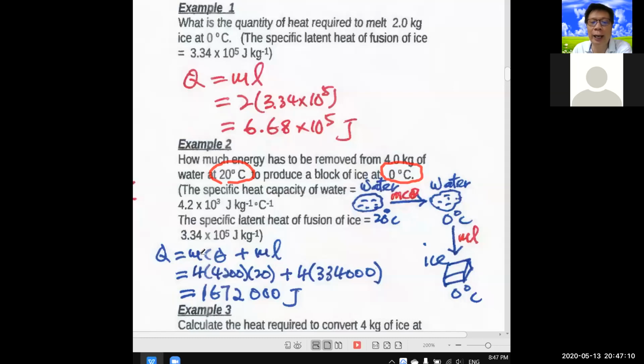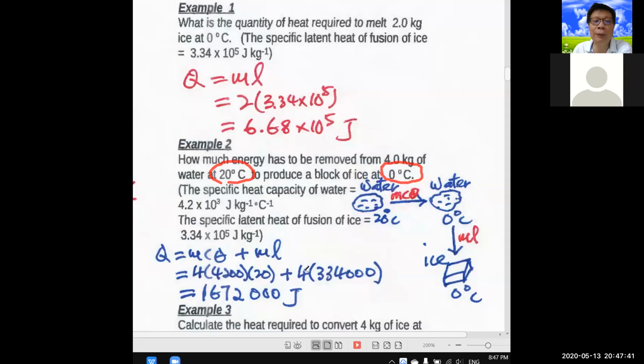Total heat energy is mcθ, m is 4, c, the specific heat capacity of water, is 4,200, theta, the change in temperature, is 20, from 20 degrees cooling down to 0. And the other one is mL. Mass is 4, latent heat value 334,000. Then you total up, and you get this answer. Okay? So make sure you understand this example.